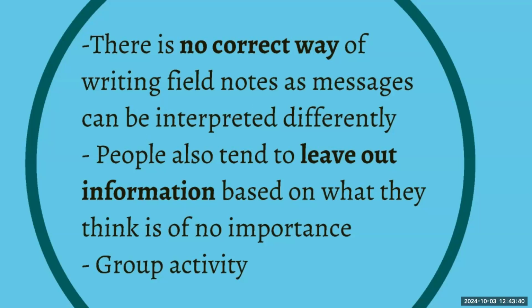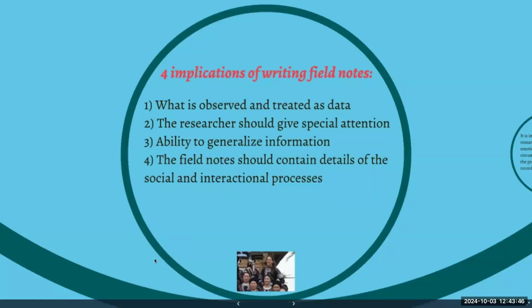There are, however, several key factors that you have to look into when you are writing notes. Or four implications that you have to look into when you are reading notes. One is that what is observed and recorded becomes treated as data. This means that observations are not just passive, but they are actively shaped and framed by the researcher's lens. The second thing is that the researcher needs to pay special attention to significant details that might go unnoticed at first glance.